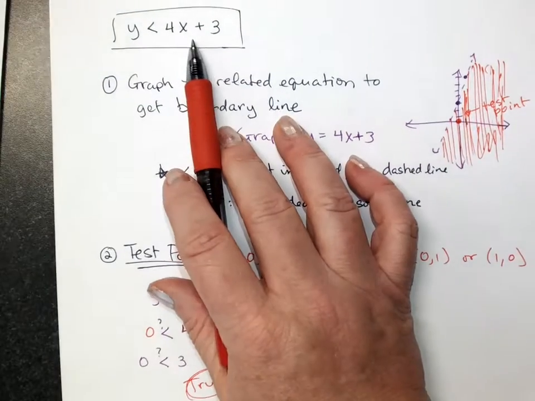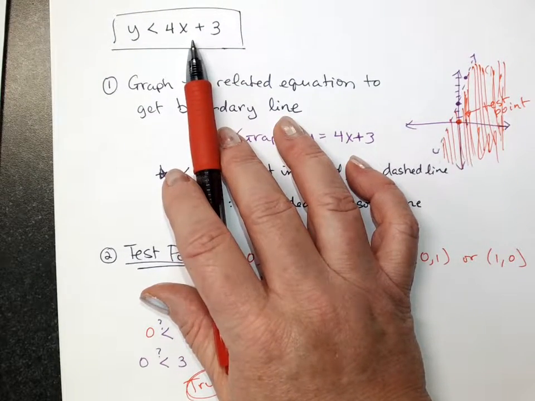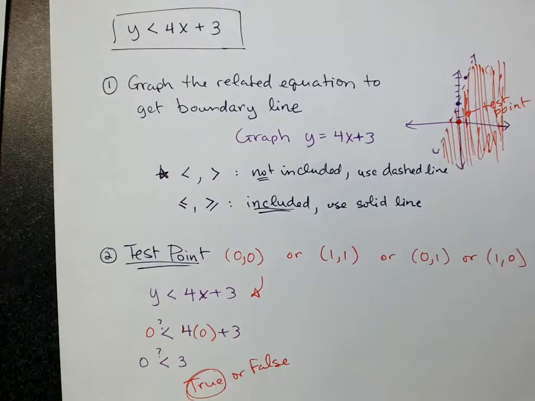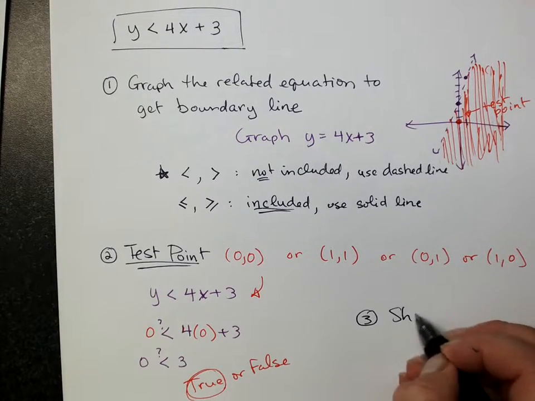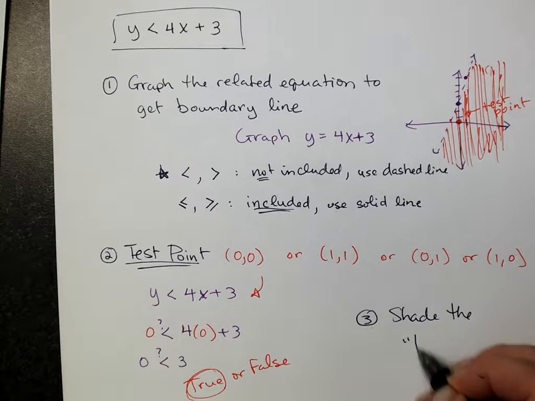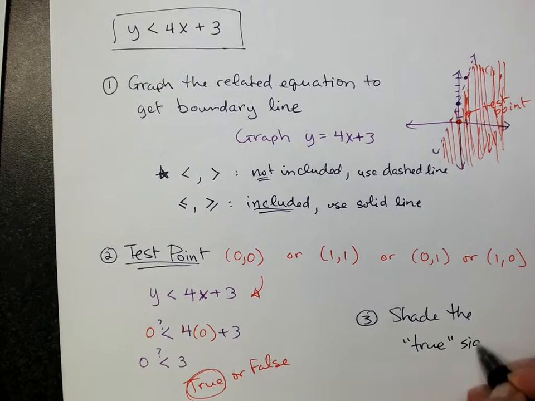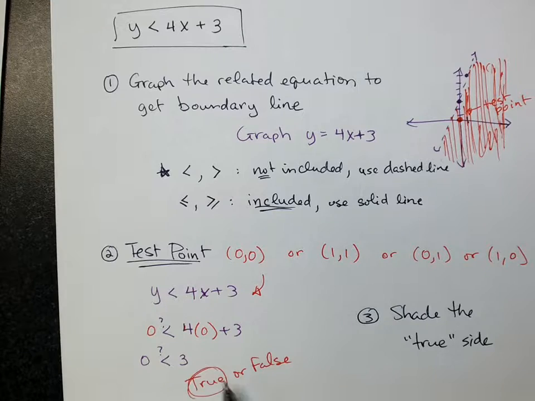Sometimes, though, this expression here can kind of throw things off, because it changes things when you're multiplying and adding or subtracting things to it. So it doesn't hurt to go ahead and do this just to verify. So our step 3 is to shade the true side. If your test point is true, then you shade the side of the test point. If your test point is false, then you shade the other side. The other side will be the true side. You don't have to test a point over there. You know it's true because one side is false and one is true. So if you found the false side, the other side is true.